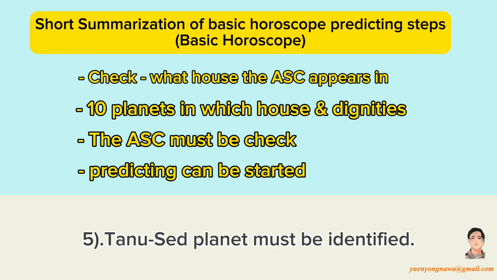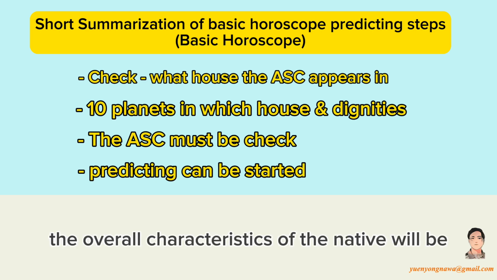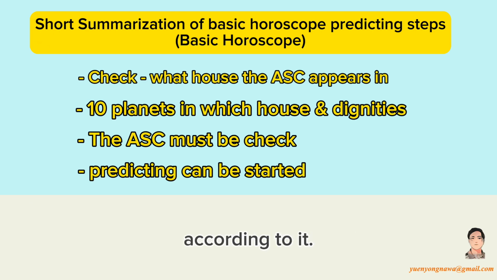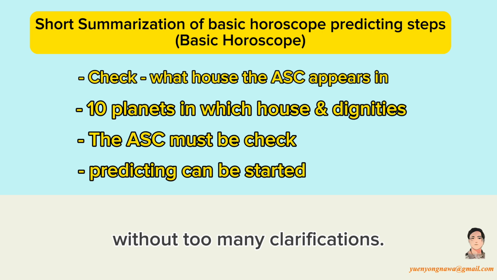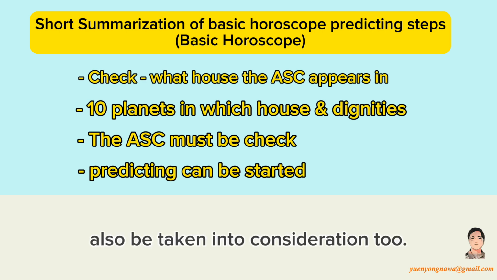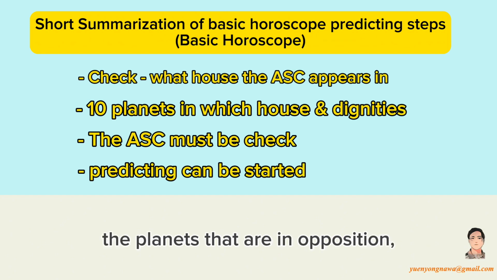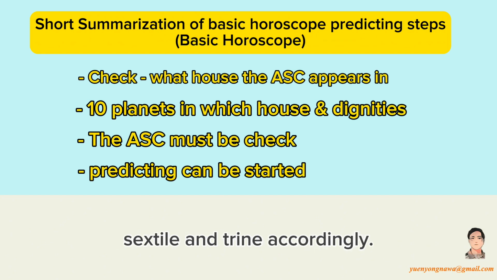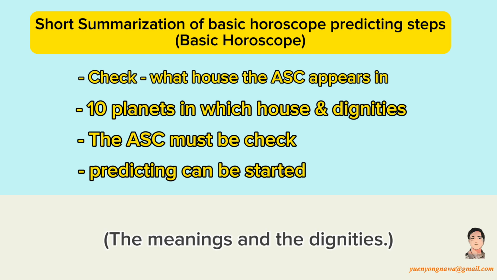5. The Tonu said planet must be identified. The overall characteristics of the native will be according to it. It is very obvious, but the interpretation must be short and simple without too many clarifications. The other planets must also be taken into consideration. 6. Check the characteristics of the native by identifying the planets that are in opposition, sextile and trine accordingly, with their meanings and dignities.